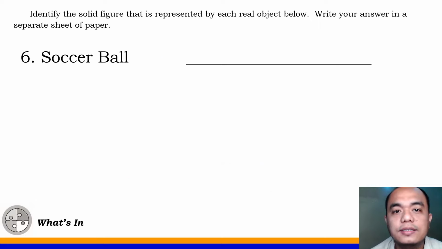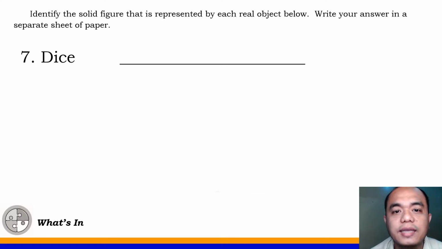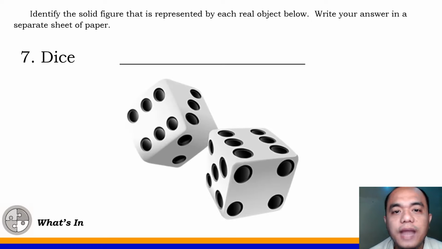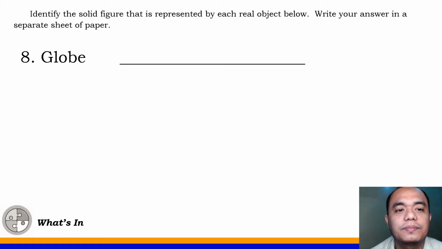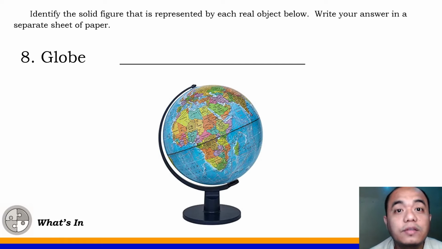Number 6, soccer ball. Soccer ball is? Yes, that's a sphere. Number 7, dice. This is a pair of dice. And what figure is this? Yes, that's a cube. Number 8, globe. What figure is the globe? Yes, globe is a sphere.